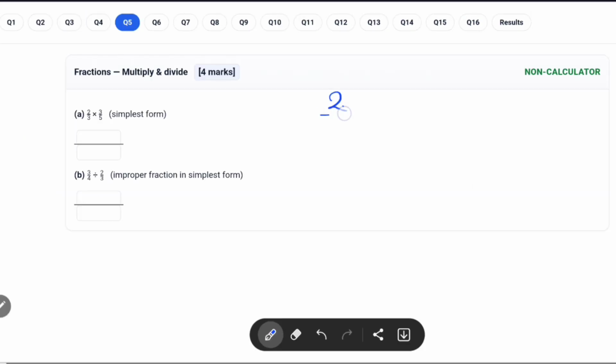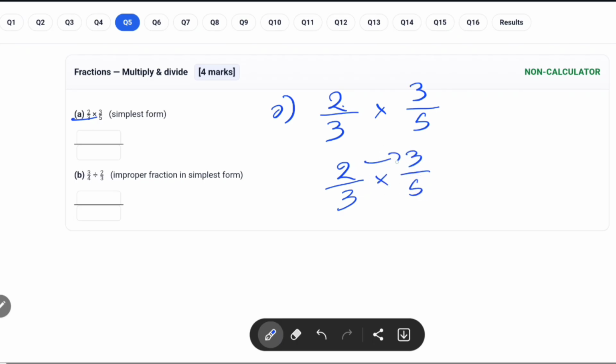A second ago, we were adding and subtracting fractions. In this case, on question number 5, we're going to be multiplying and dividing fractions, and it's way easier than subtracting or adding. When we are multiplying fractions, we only need to times top by top and bottom by bottom. I like to say time in a line when it comes to fractions, but let's see what happens.